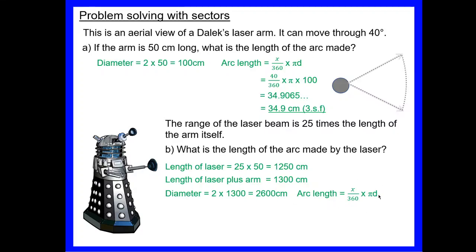And we're going to put that into our arc length formula. Our angle is still 40, so 40 out of 360 times pi times our new diameter of 2,600 comes to 907.5712, which is 908 centimetres to 3 significant figures. Or you might choose to give that in metres if you wanted to convert it and round it appropriately for metres. So approximately 9 metres.